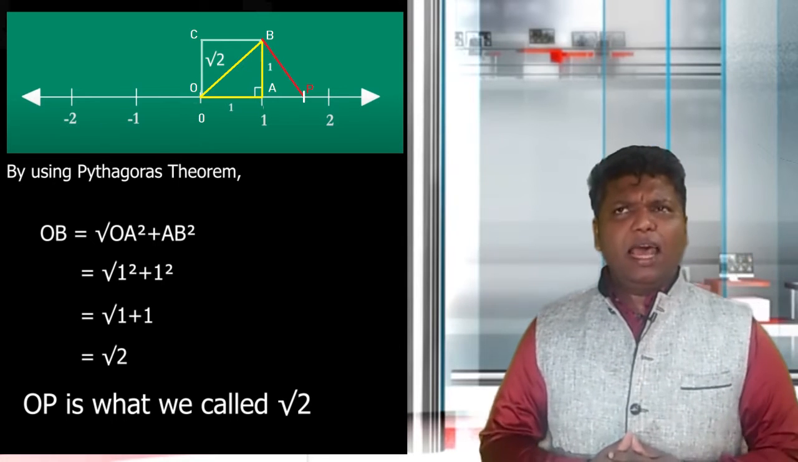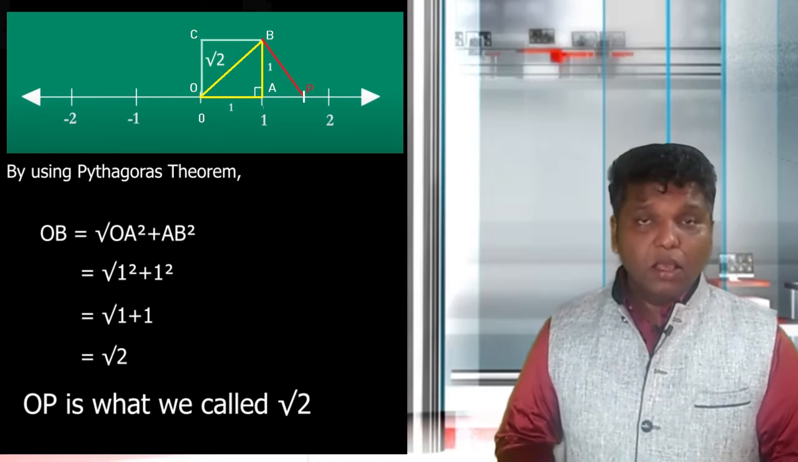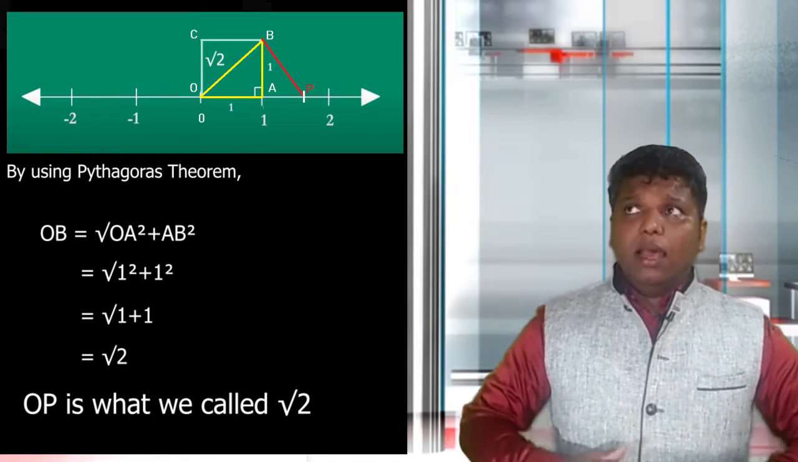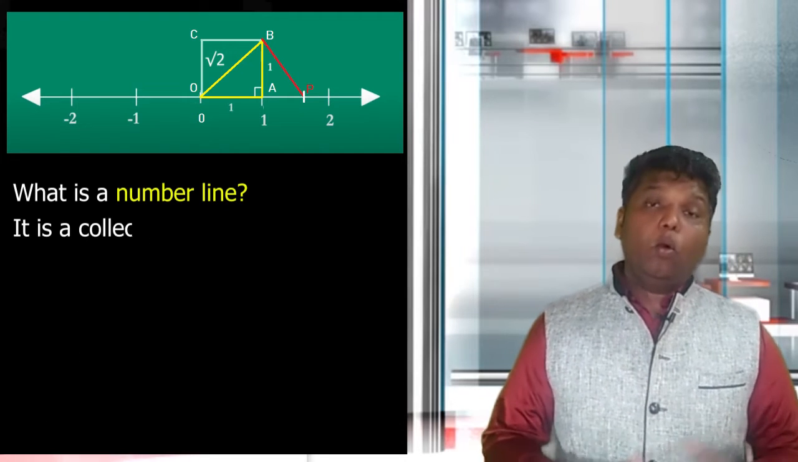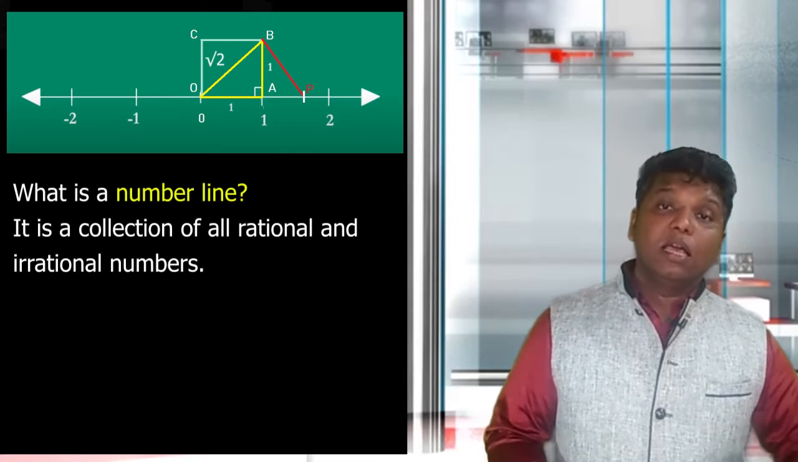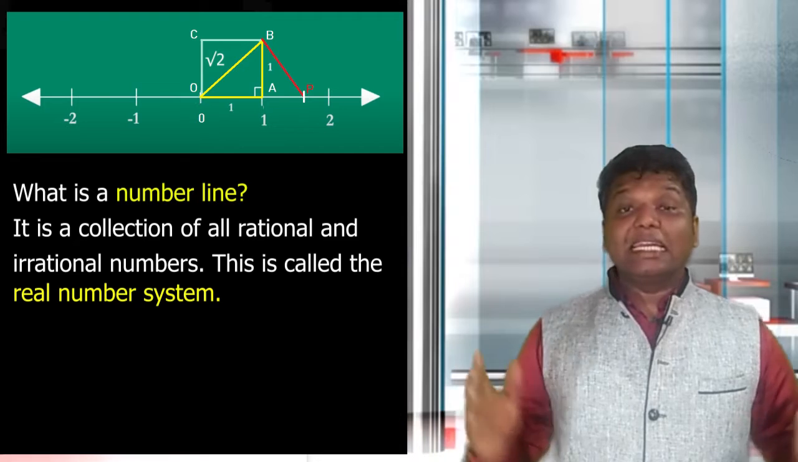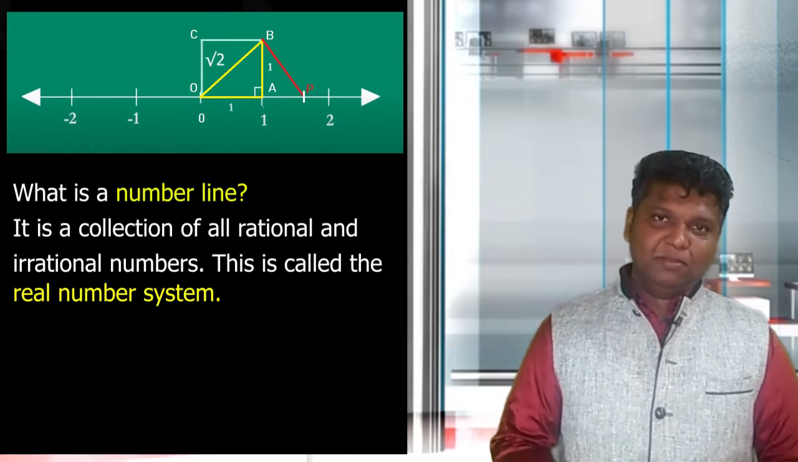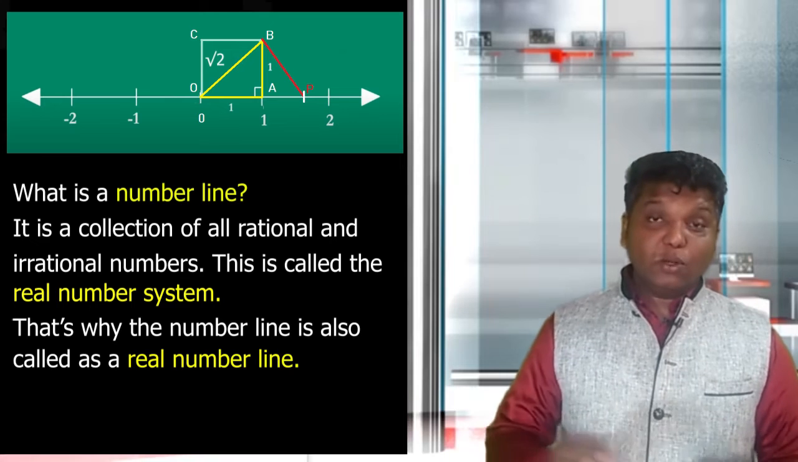So like this, actually it's so easy to represent any rational numbers or any irrational numbers on a given number line. So what does this number line mean? It means it's a collection of all rational and irrational numbers. If you collect all the rational numbers and all the irrational numbers together, that is what we call the real number system. That's why a number line is also called a real number line.